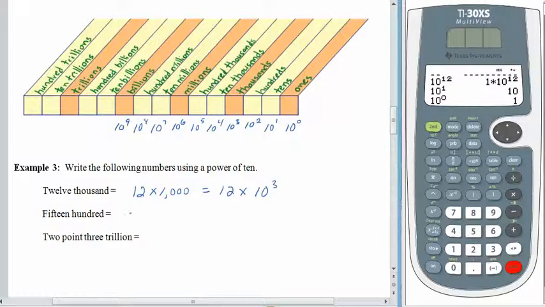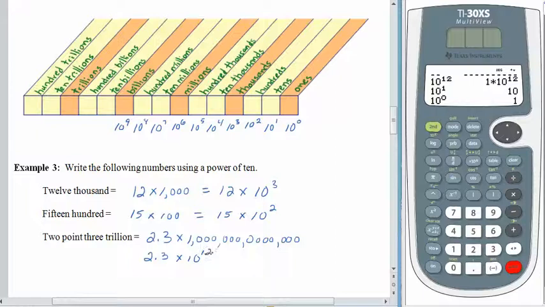All right, let's check. 1,500, that would be 15 times 100. As a power of 10, 100 is 10 squared. So we would have 15 times 10 squared. 2.3 trillion. 2.3 times a trillion. That is 1 followed by 1, 2, 3, 4, 5, 6, 7, 8, 9, 10, 11, 12 zeros. Yeah, I didn't enjoy writing that either. It's a whole lot nicer if we just say 2.3 times 10 to the 12th, and we know that 10 to the 12th represents trillions. It saves us from having to write all those zeros, and it saves other people from miscounting all of those zeros.